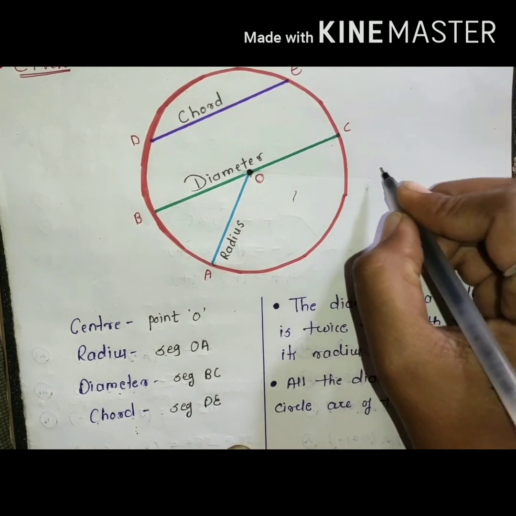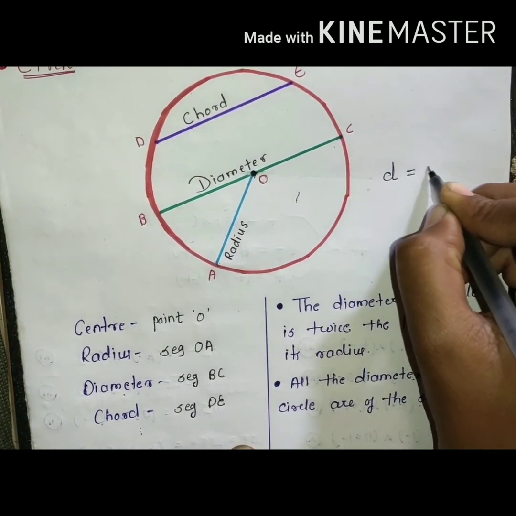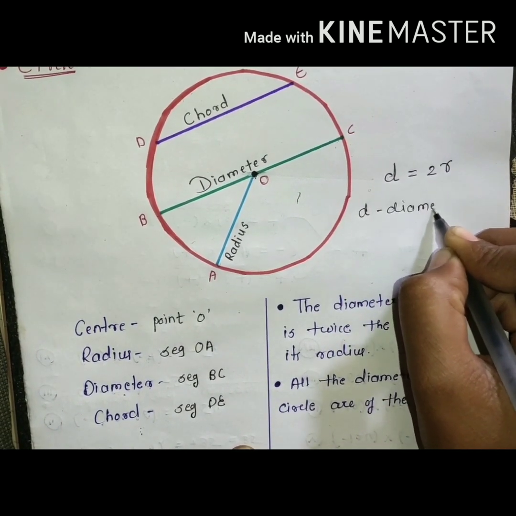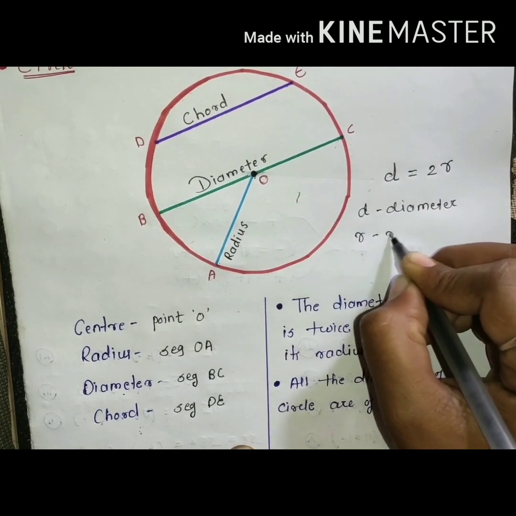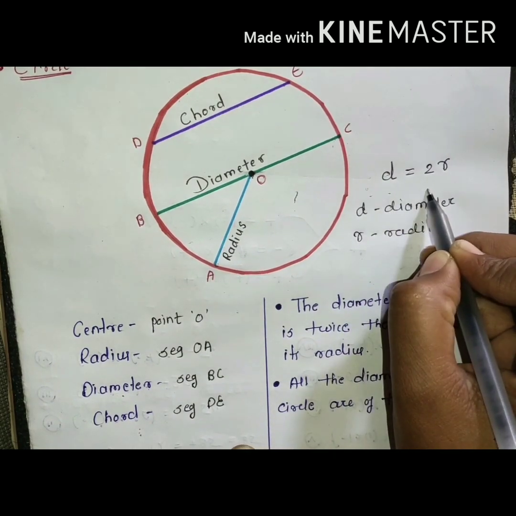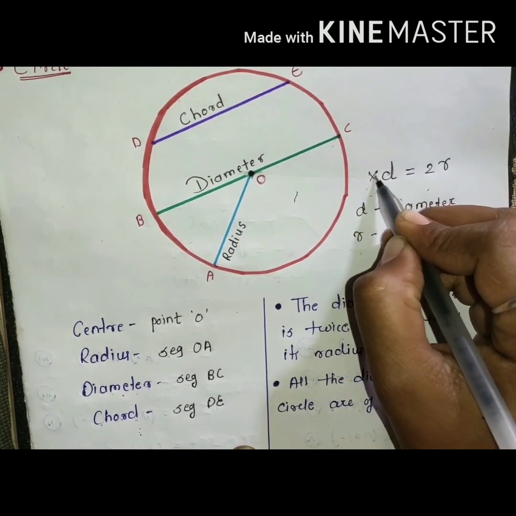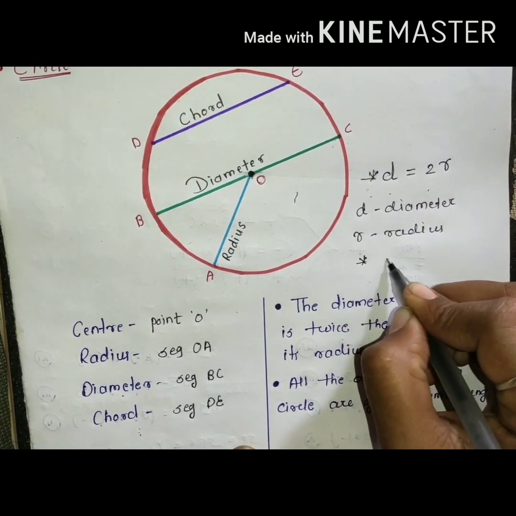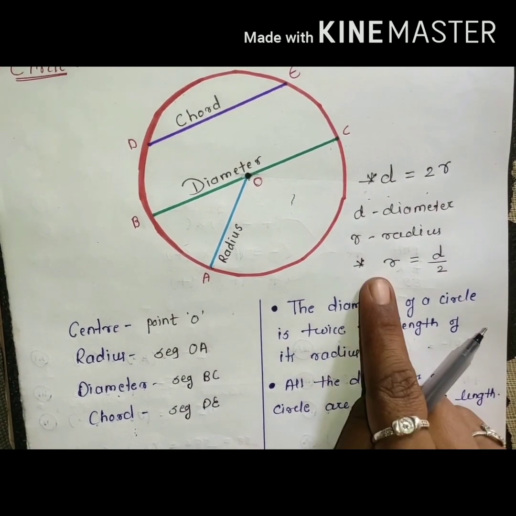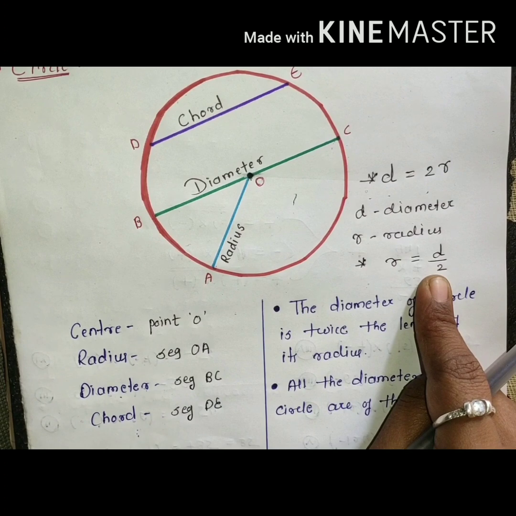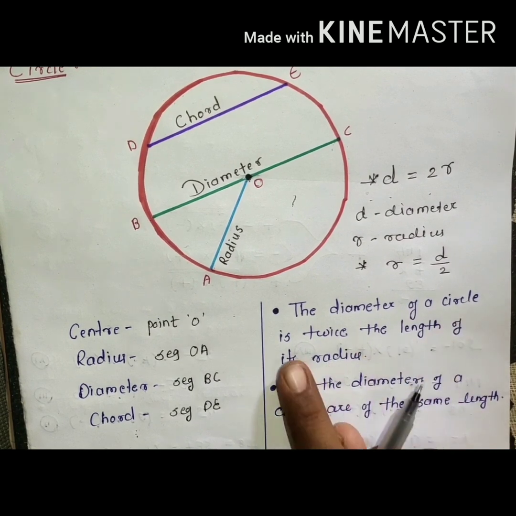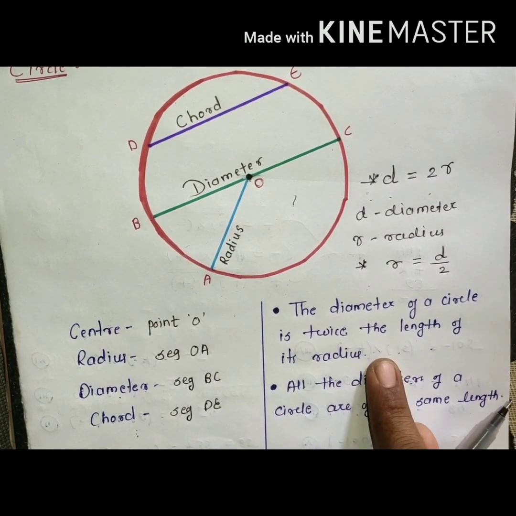We can write it as D equals 2R, where D is the diameter and R is the radius. What I said, diameter is twice the radius. This equation can also be written as radius is half of the diameter. Okay students, what is the property? Again we will revise. The diameter of a circle is twice the length of the radius.